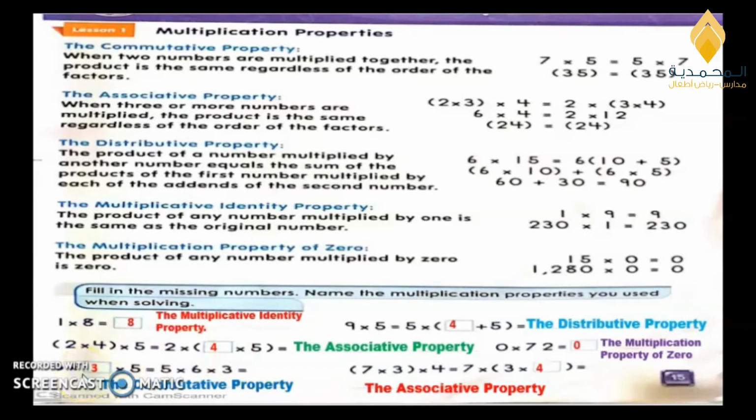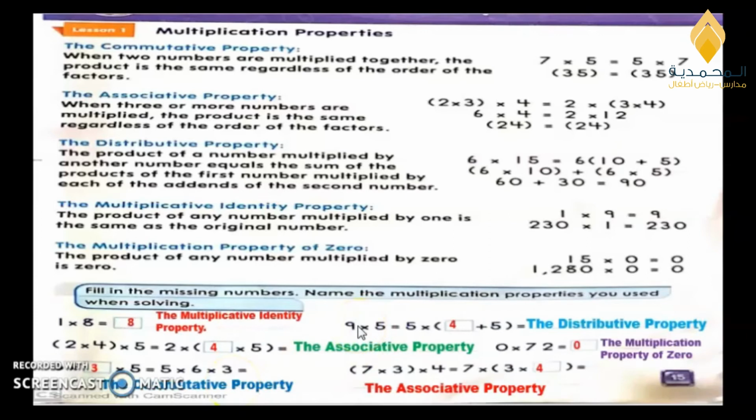Now let's move to the third question. 6 times what times 5 equals 5 times 6 times 3. Good job, 3. So we move the numbers. Look, 6 times 3 times 5 equals 5 times 6 times 3. We move the numbers. So which property do you have to think of to move the numbers? Did you remember? Excellent. The commutative property. Good job.